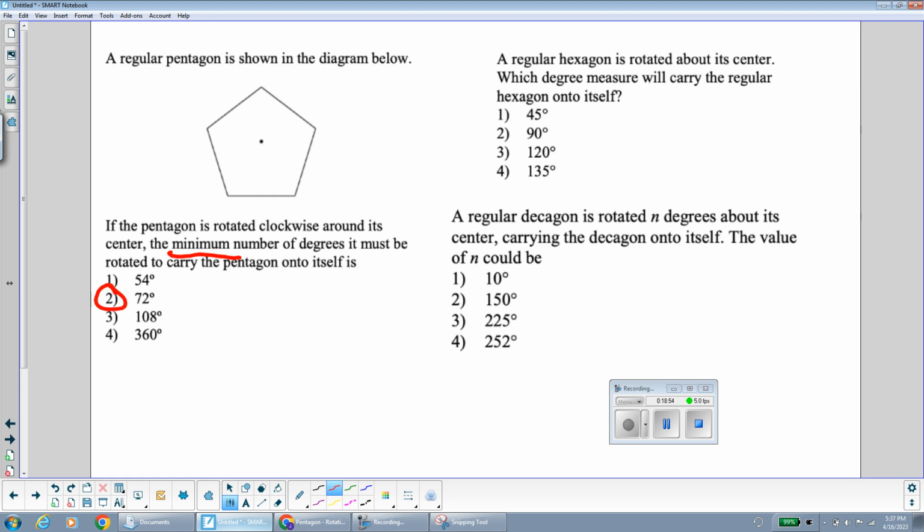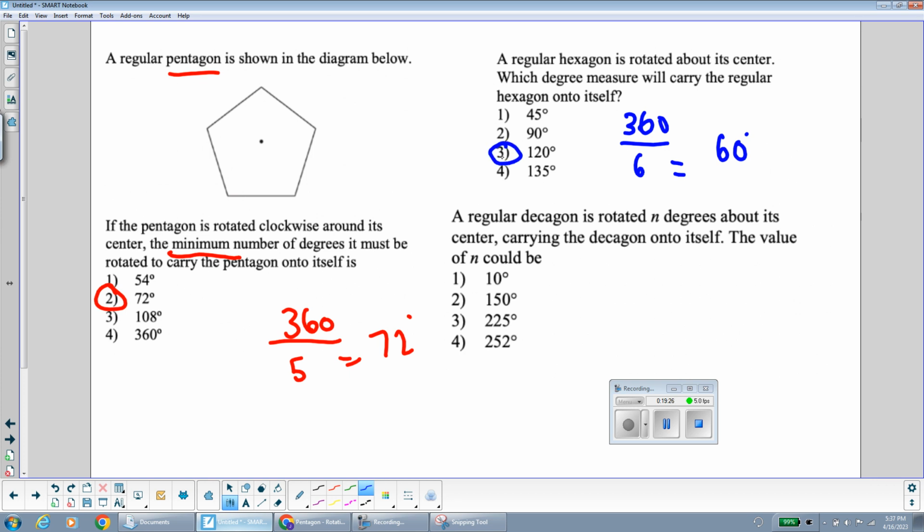And you can figure that out because 360 divided by the number of sides, which is 5, is 72 degrees. So that works in every situation. The next one is talking about a hexagon, and it asks which measure will carry the hexagon onto itself. So we need to make it look like itself. So we're going to do 360 divided by 6, and that is 60 degrees. But 60 degrees is not here. But remember, any multiple of 60 degrees will work. So I see a multiple of 60 degrees, that's 120.